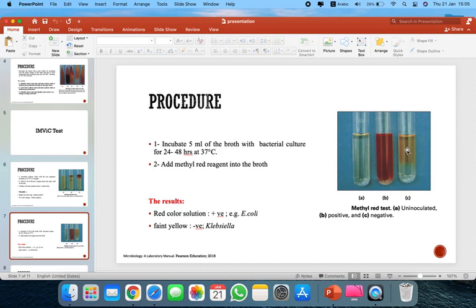The procedure is actually the same. I have a broth and a bacterial culture. I just have to inoculate the bacterial culture in the broth for 24 to 48 hours at 37 degrees, and after that I add the methyl red reagent and see if the color has changed to red. That means this test is positive for E. coli. If it's faint yellow, for example, it's negative. Maybe it's Klebsiella or other types of bacteria.